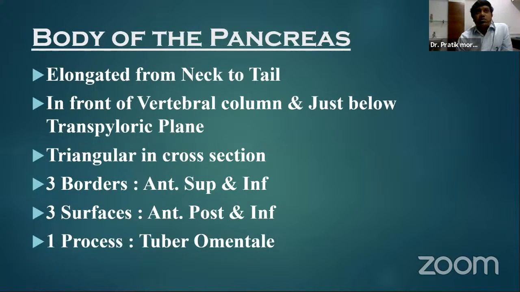And there is one process that is called tuber omentale. It's called tuber omentale. Tuber omentale is the omental tuberosity. It is a slight process, a slight elevation which is present in the body of the pancreas. It is present somewhat in the superior border. Okay.